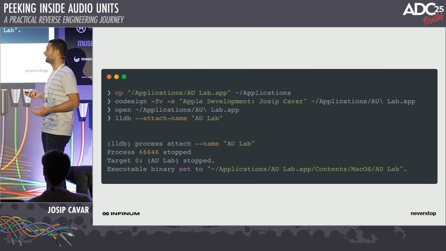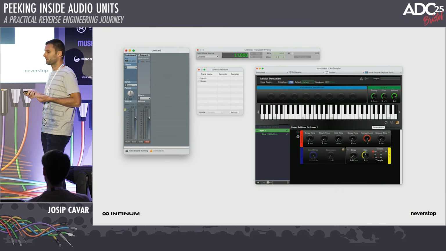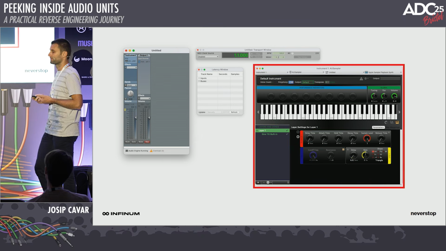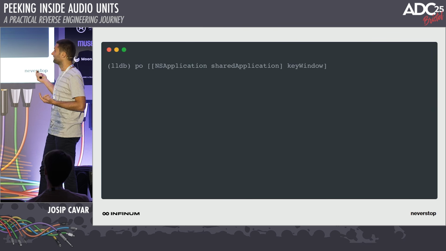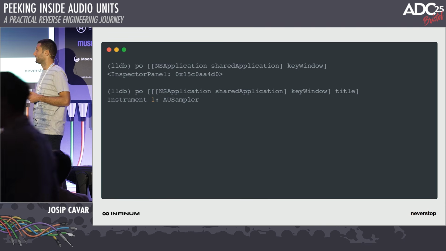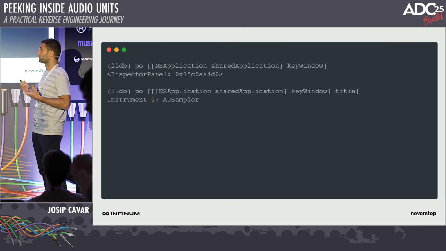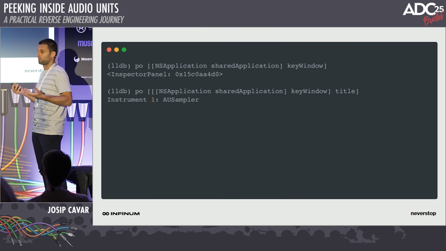Okay, so we are in and we need to find our label now. But AU Lab is a multi-window application, so we first need to find our window. And to do that, we'll use probably the most common LLDB command, po, which will print object description. And the object that we'll start from is the shared application, which has this key window property. And if you run this, we'll get this inspector panel with its memory address. Now, we still don't know if this is our window or not. So let's also get the window's title and we get Instrument 1 AUSampler.